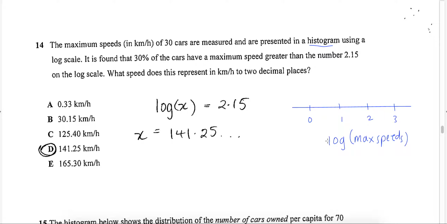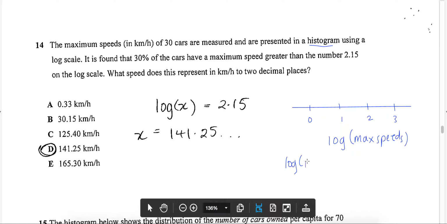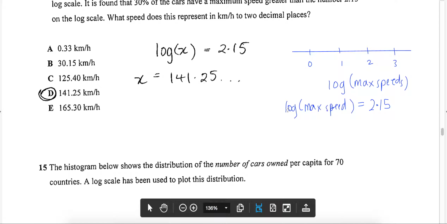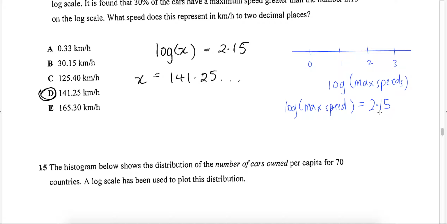So at the moment, it's as a log. At the moment, the log of the max speed is equal to 2.15. So what this is asking me for is what value, when you take the log of that value, gives you 2.15. And there's two ways to do this. First of all, easiest way, the one I think most of you will prefer, will be to use solve.